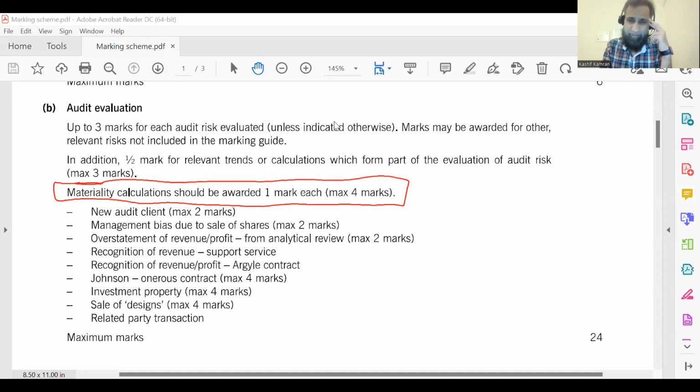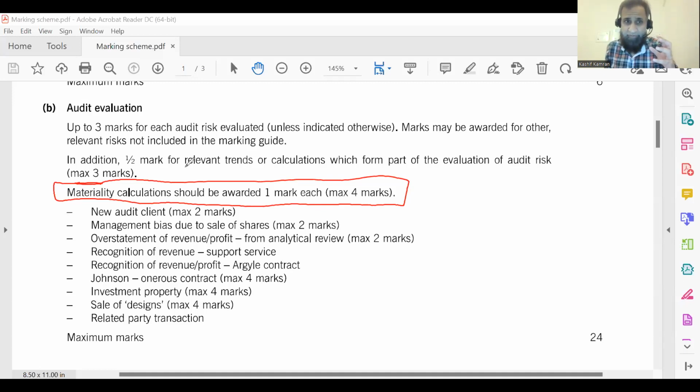Do I have space for that? But can I find more than 4 risks with 3 marks? How many risks with 4 marks can I find in the exam paper? How many risks with 3 marks can I find in the exam paper? 4 maximum. Is everyone clear? Because the materiality calculations are a maximum of 4 marks.